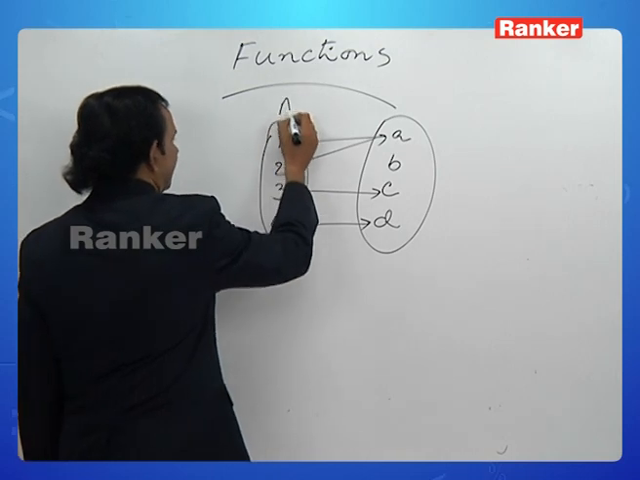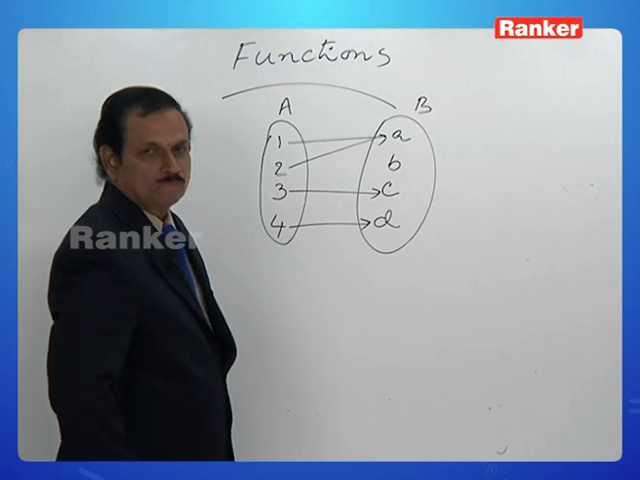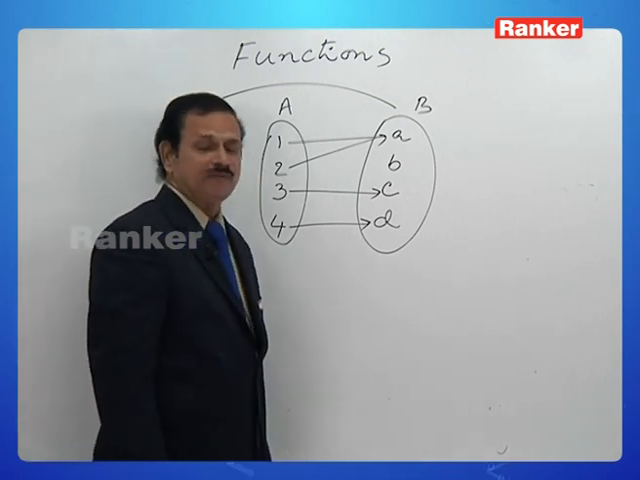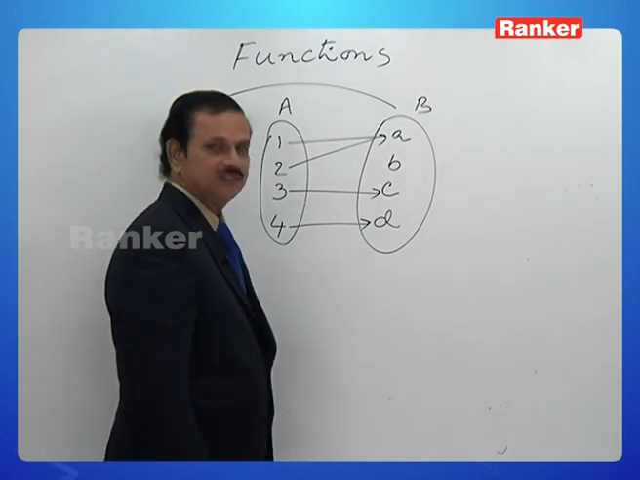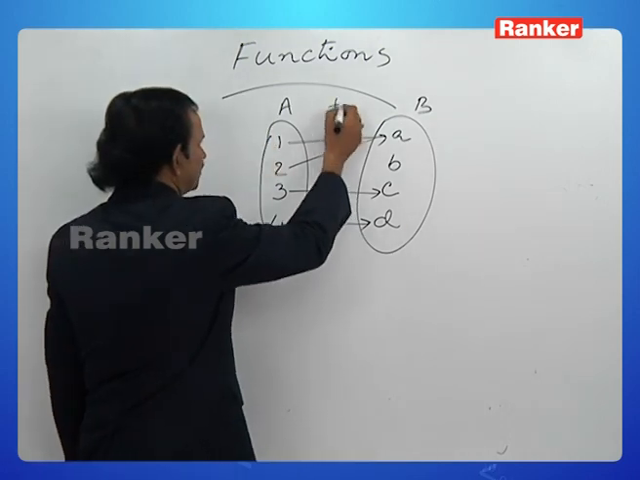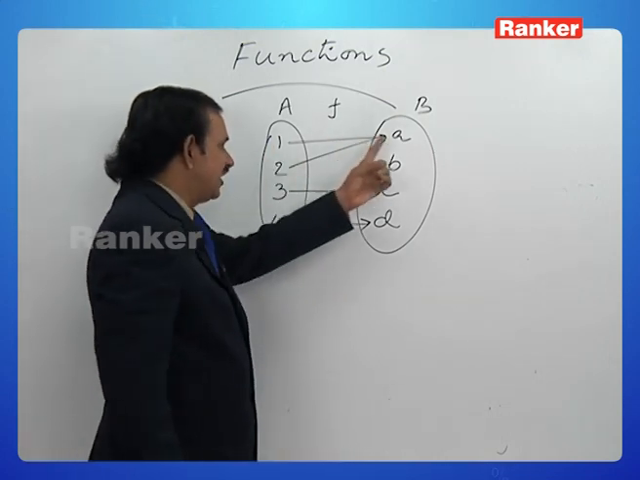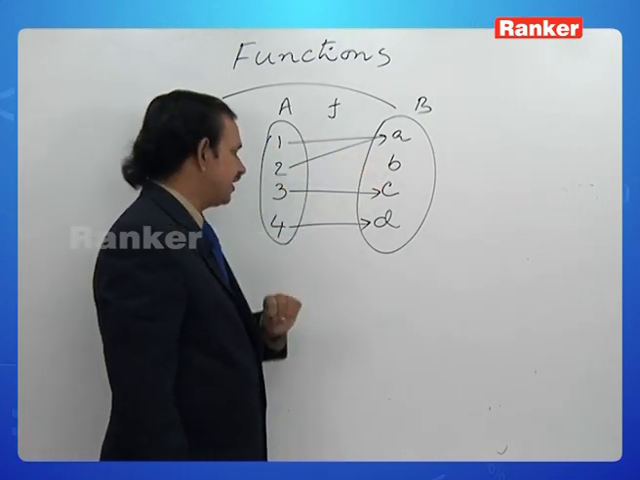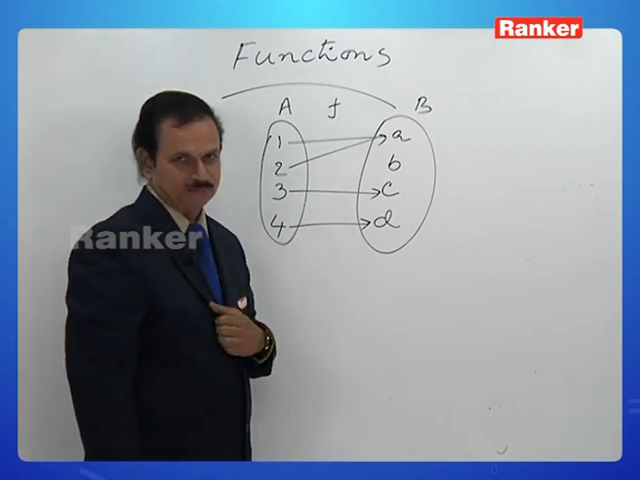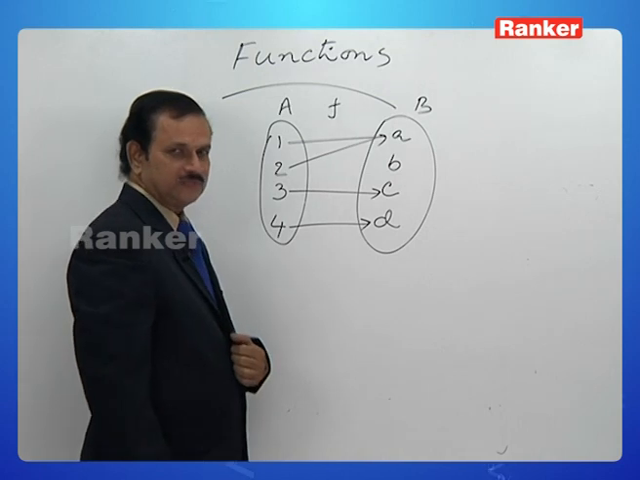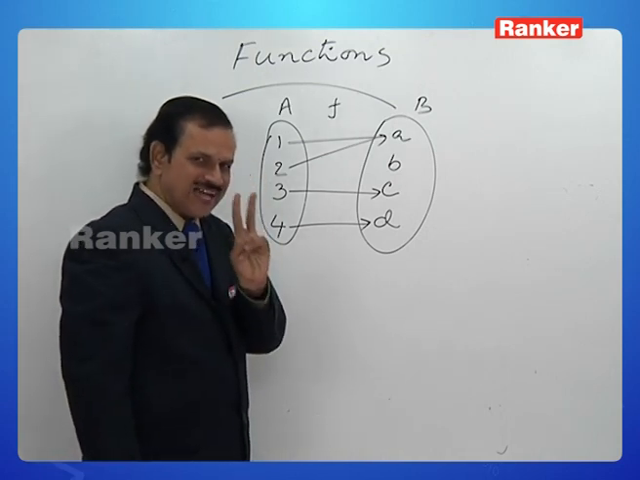Call this set A, this set B. Just like in the previous pictorial explanation, we can easily say that this is, of course, a relation from A to B. 1 is related to A, 2 is related to B, 3 is related to C, and 4 is related to D. Well, in this relation, we observe two important aspects.